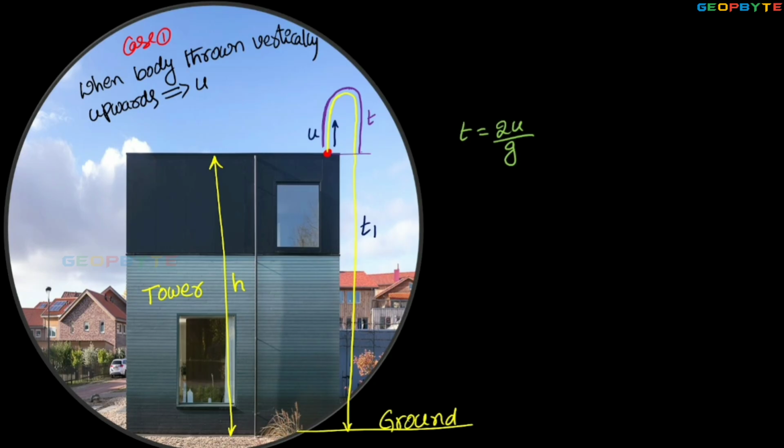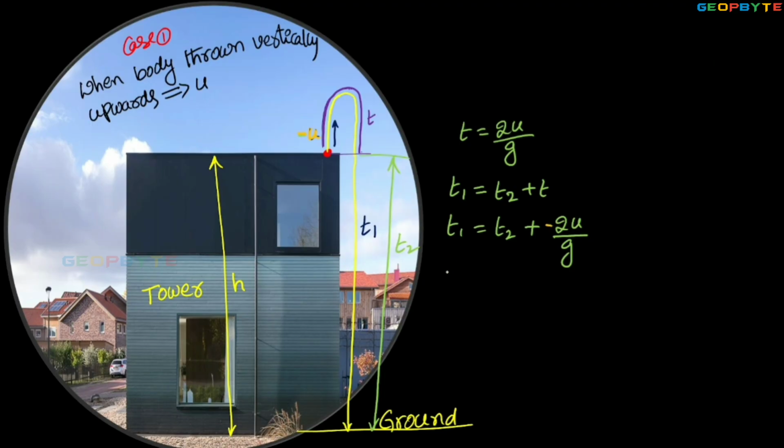Now, here the time required for the second case is t2, so t2 plus that t equal to t1, where t equal to 2u by g. Actually, here the velocity should be taken negative, because the body is projected opposite to the direction of the body moving towards the ground. That's why it must be with the negative sign.